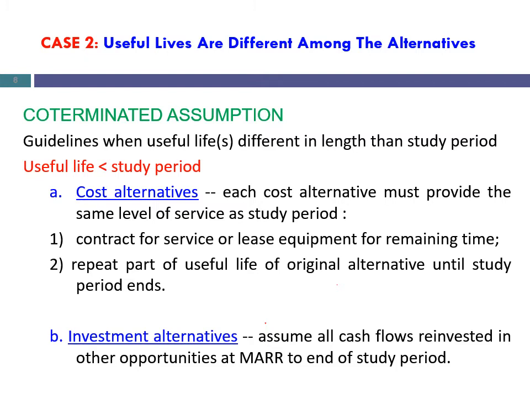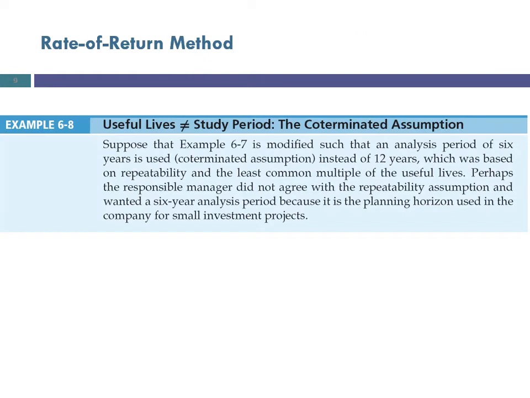So in co-terminated assumption, in order to come up to an equal time period for comparing alternatives, we need to adjust the cash flows, and these adjustments depend on whether the useful life is less than or greater than the study period, and whether these project alternatives are cost alternatives or investment alternatives. So let's solve this example where the useful lives are different than the study periods.